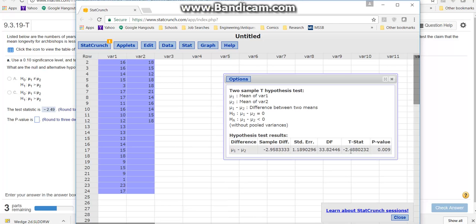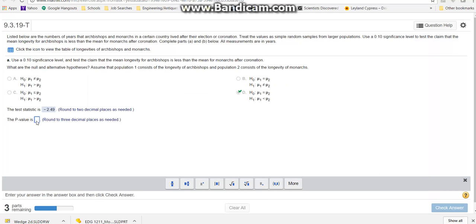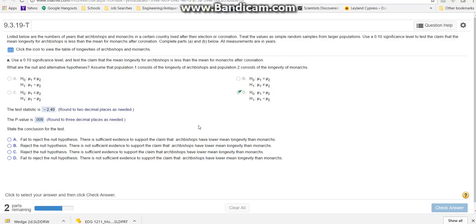The p-value is 0.009. And what's the conclusion? Well, the p-value is smaller than alpha, 0.1, so therefore we're going to reject the null. There is sufficient evidence.